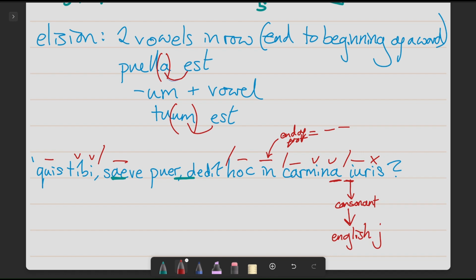We've got 4 feet. Need 2 more. 1, 2, 3, 4, 5, 6. We've got 6. So they're all going to be dactyls. Saewe puer dedit.